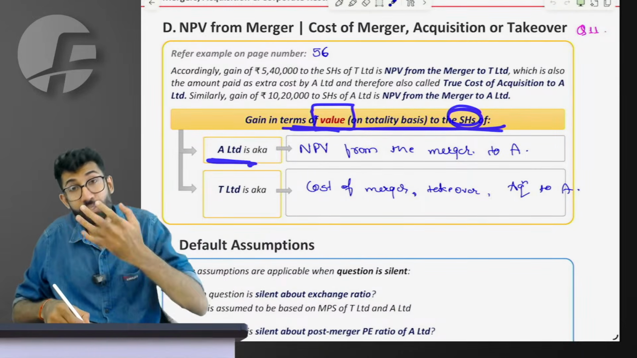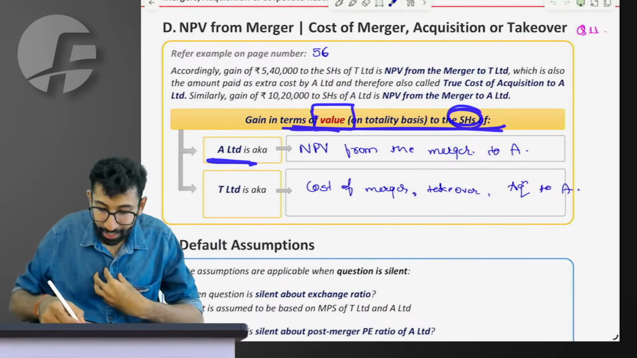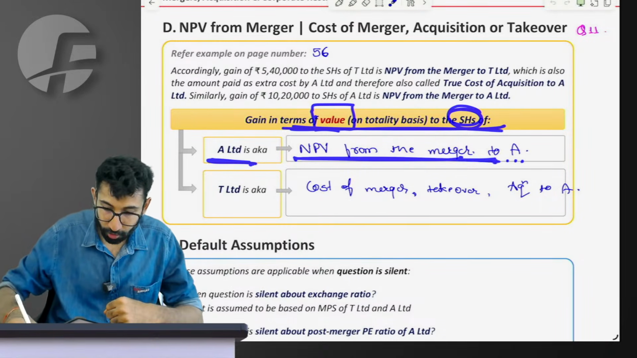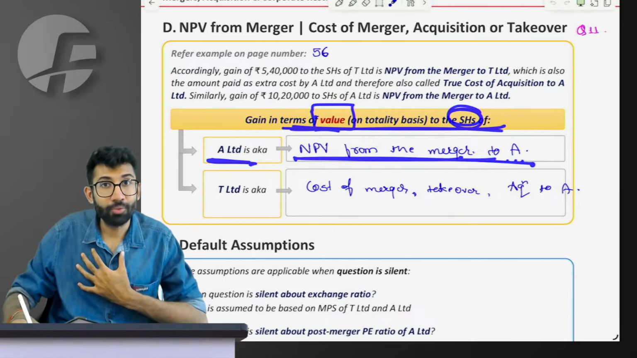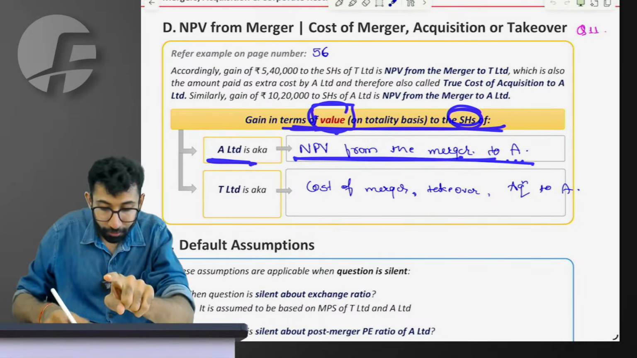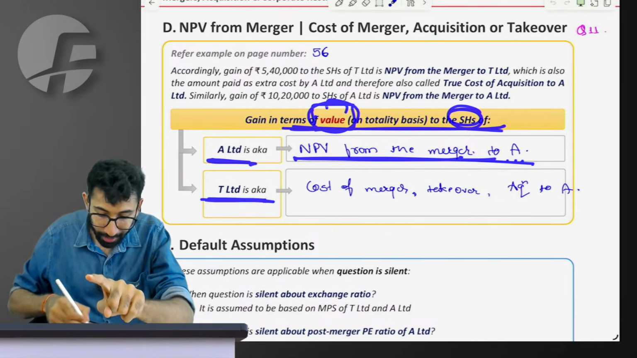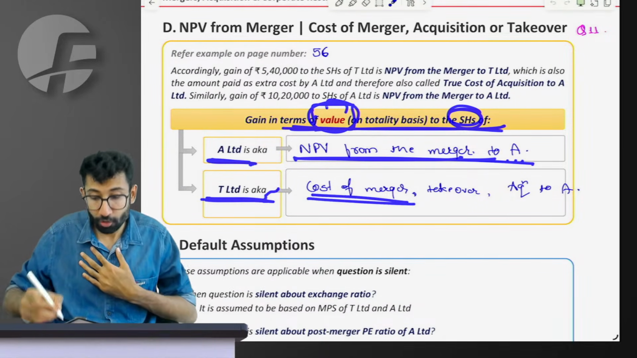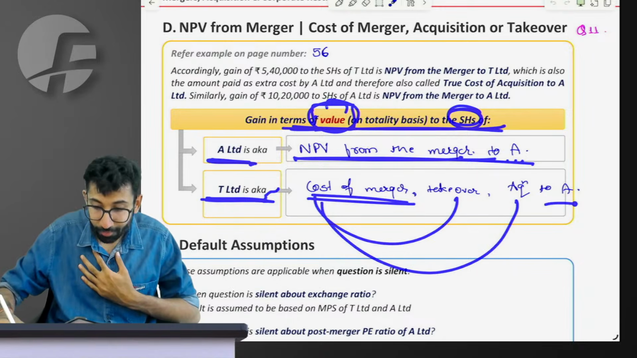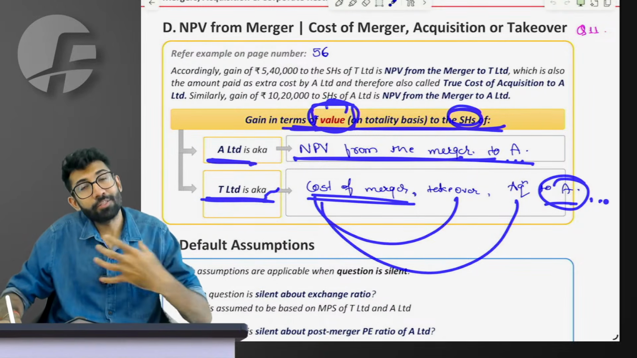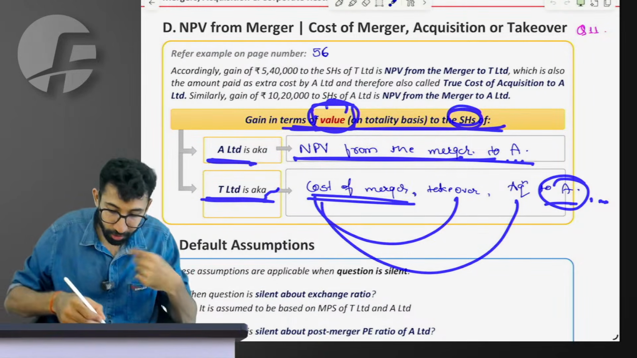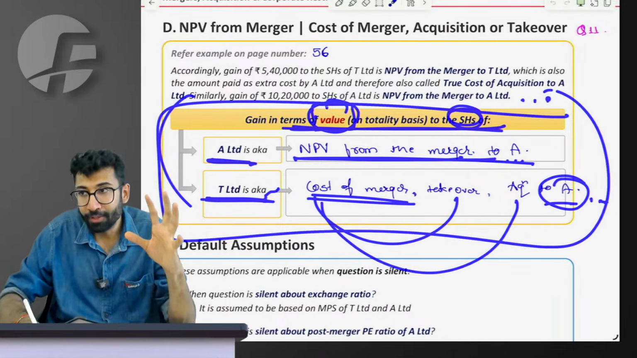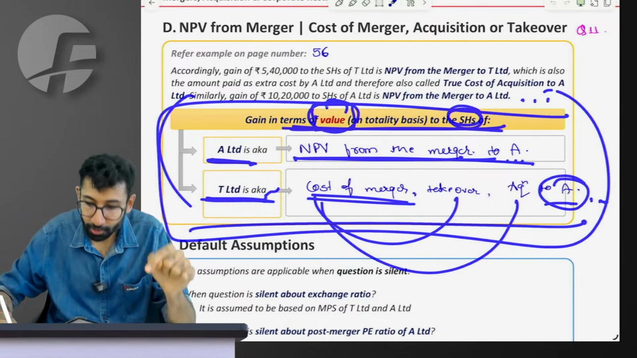A Limited is the acquiring company. The gain of A Limited is also called the NPV of the merger to A. What is it also called as? NPV of the merger to A. Similarly, in terms of value, the gain to T Limited is called the cost of merger, or cost of takeover, or cost of acquisition to A. My gain is my NPV, but your gain is my cost, is the alternative terminology. People in the class, you should be able to understand. Is my point clear? Nothing new to learn, just the terminology to process.